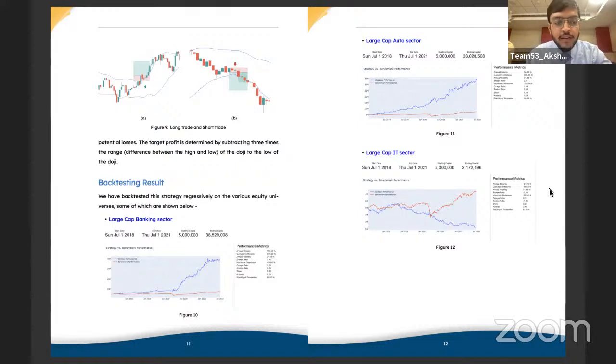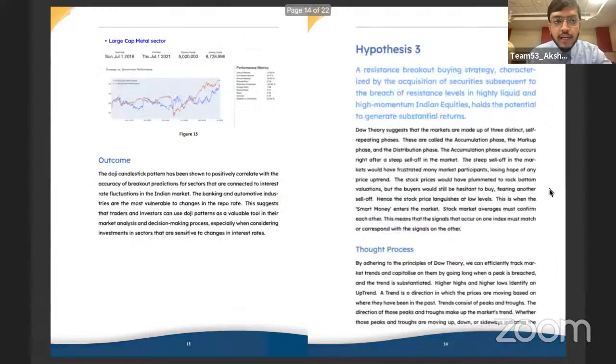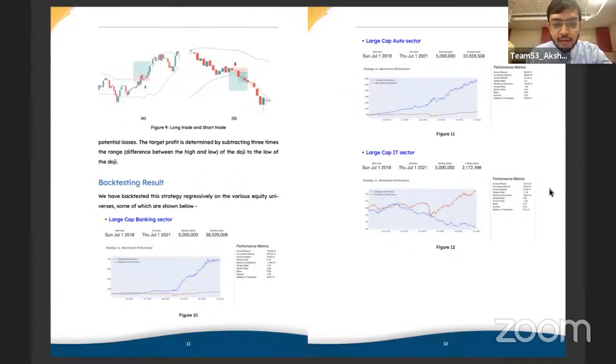You can see we have backtested it on the banking, auto, metal, and IT sectors. From this backtesting, it is clear that it is giving somewhat better results in the banking and auto sectors as compared to the metal and IT sectors. And as you know, credit and interest rates in the market play a huge role in the banking and auto sectors because of their sensitivity. So we can easily conclude that the sectors which are most sensitive to interest rate fluctuations during the period are the ones which show more indecisiveness and give us more opportunity to place trades and gain profit.